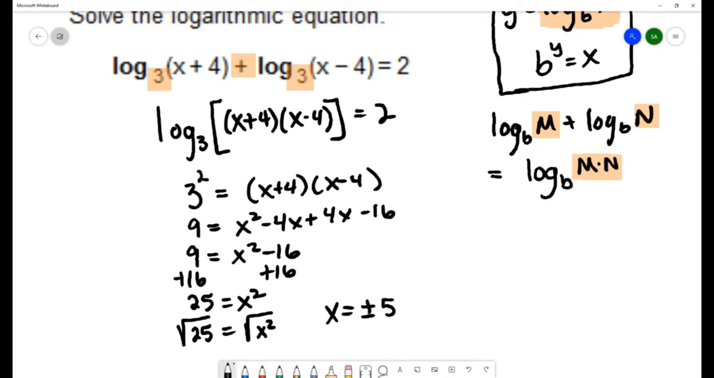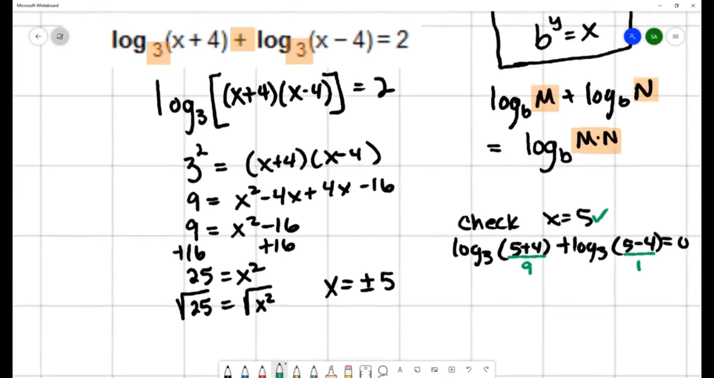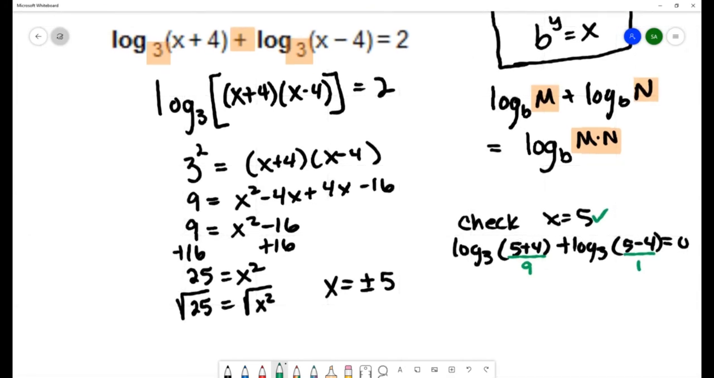With every log equation we need to check. So we're going to check x equals 5. It's log base 3 of 5 plus 4 plus log base 3 of 5 minus 4 equals 2. So I'm checking 5 plus 4 is a positive 9. 5 minus 4 is a positive 1. So we're going to be able to keep that because the log of positive values are defined.